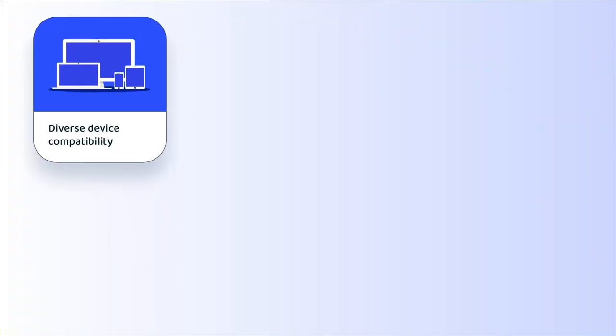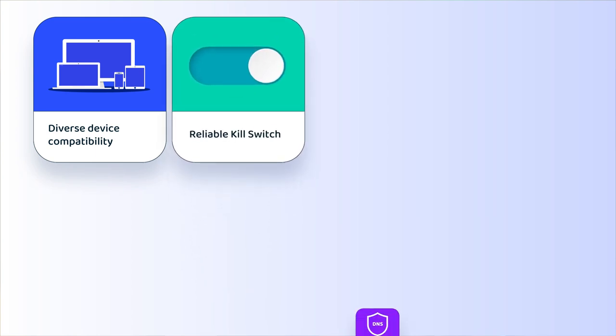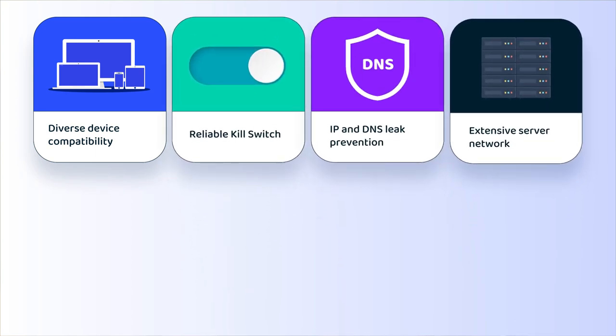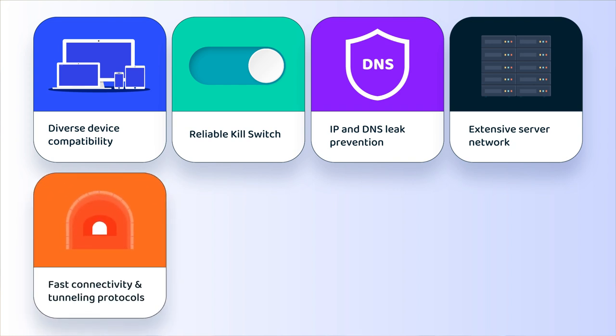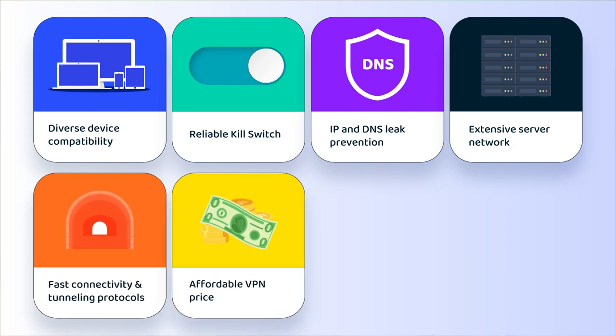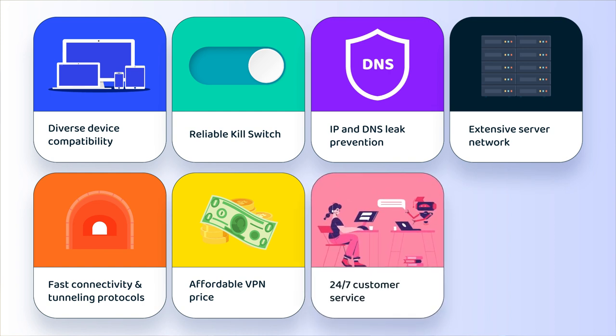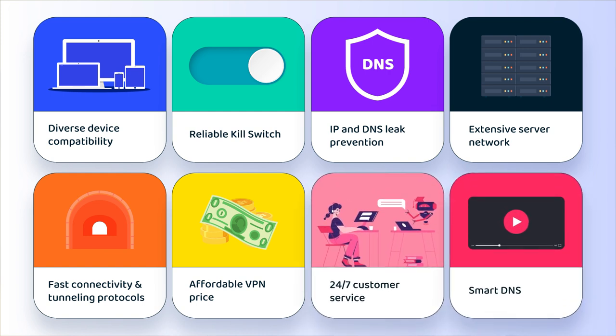2022 looks like a tough year for the race for the best VPNs for Fire Stick. Considering all the competition, I believe a Fire Stick VPN should at least have these basic functionalities: diverse device compatibility, reliable kill switch, IP and DNS leak prevention, extensive server network, fast connectivity with modern tunneling protocols, affordable VPN price, and 24/7 customer service. Some might even have a Smart DNS feature that will help stream content from various smart TVs. My top three picks for the best Fire Stick VPN 2022 all have the features above and more. So let's get to know them all in a little detail.